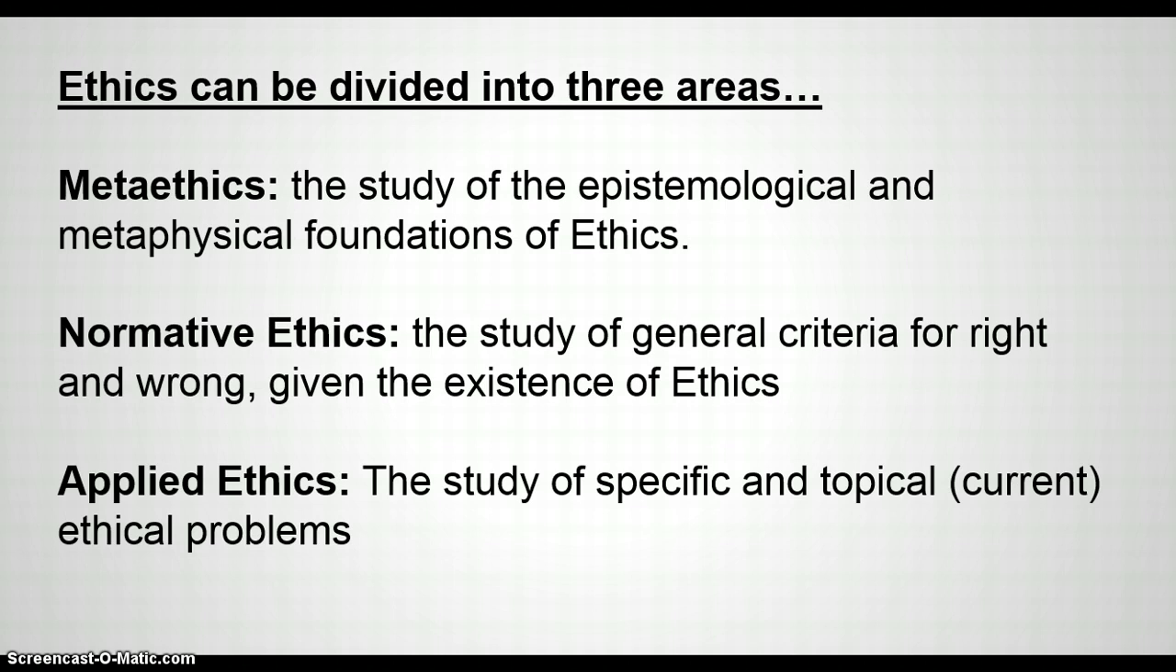Ethics can be divided into three areas. Metaethics is the study of the epistemological and the metaphysical foundations of ethics. Now, epistemology and metaphysics are our previous two units, so you should be able to think about what that might entail. Normative ethics is the study of general criteria for right and wrong, given the existence of ethics and the foundations of ethics established by metaethics. Applied ethics is the study of specific and topical, which means current, ethical problems.